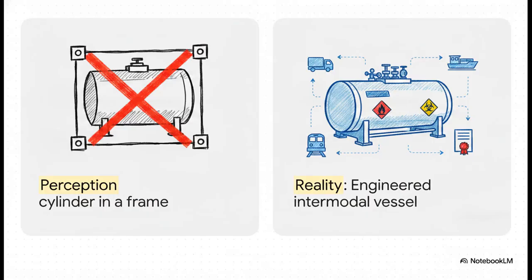Now, to truly grasp global liquid logistics, you really have to undergo a bit of a paradigm shift. You have to stop looking at this thing as just some simple container, or just a stainless steel cylinder sitting inside a steel frame. What it actually is, is a highly engineered intermodal pressure vessel. It's specifically designed to transport incredibly hazardous cargo safely across multiple different modes of transport, all while strictly complying with a whole web of international regulations. It is, absolutely, the backbone of global liquid logistics.